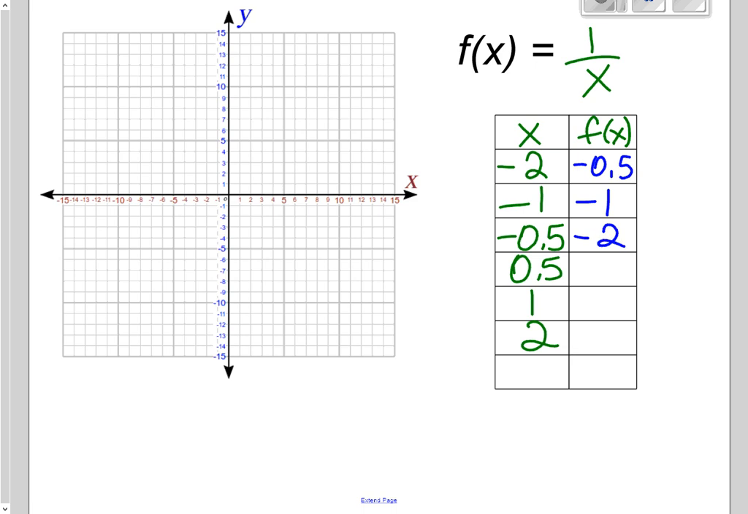If I put in a 0.5, I'm going to get 1 divided by 0.5, which is 2. 1 divided by 1, which is 1. And 1 divided by 2, which is 0.5. Okay, so let's plot these points.